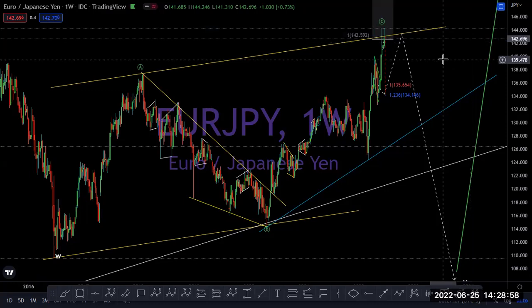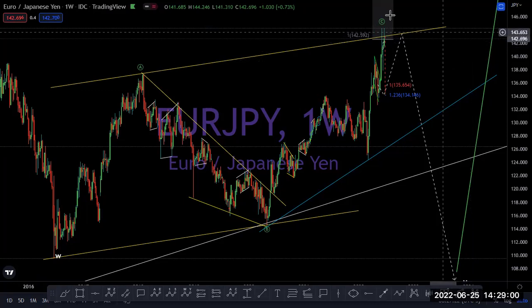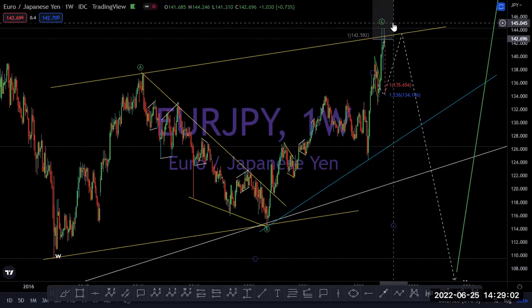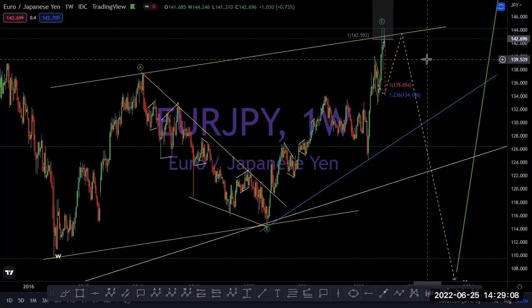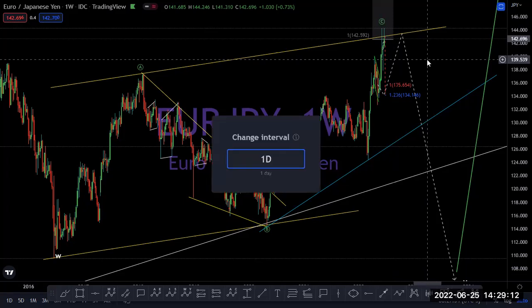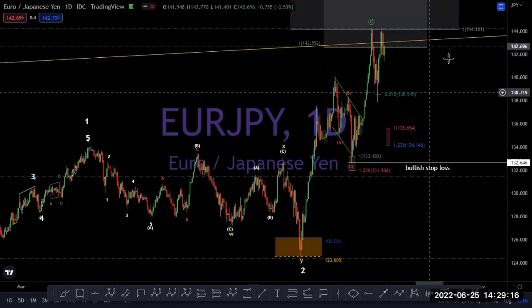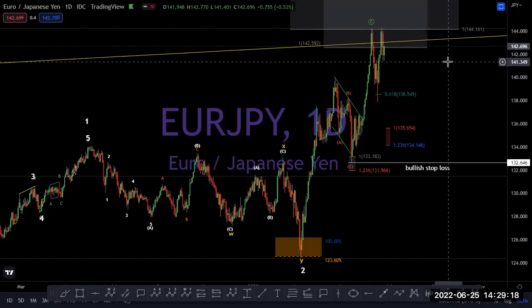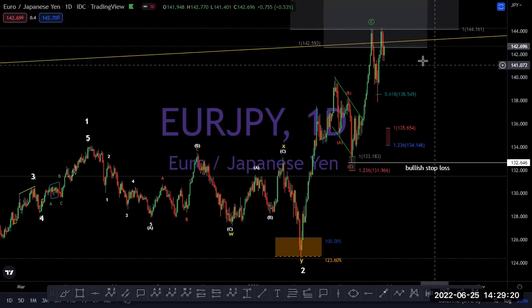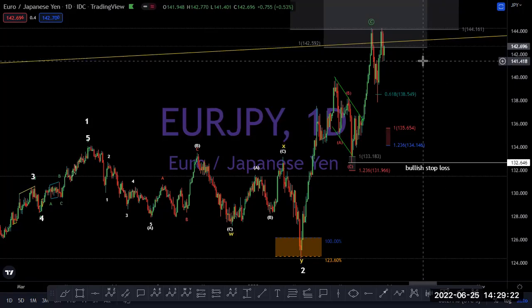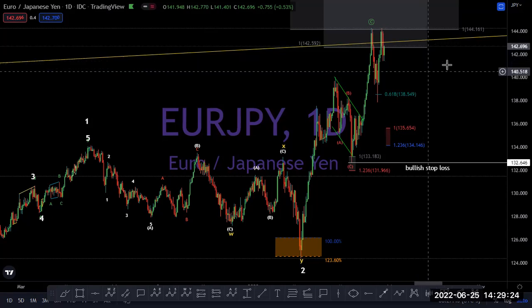EURJPY, EURJPY. You see the weekly reversal zone. The market hits the reversal zone and is going down. Okay, so not too much to say on weekly. I'm showing you all this because if you see a strong move going down, you know that the markets have reversed based on weekly. I like to give you all the necessary information to get you prepared.